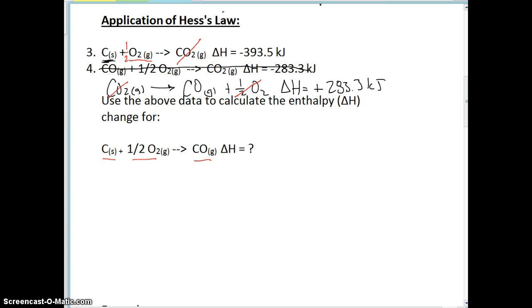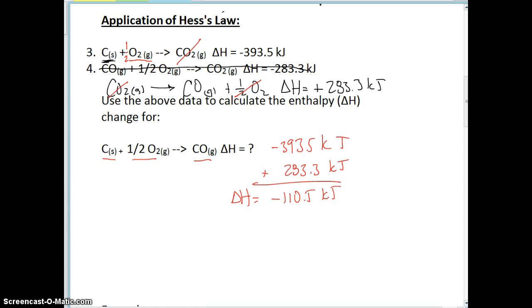And so what we're going to do now is take the sum of those two reactions. So it's going to be negative 393.5 kilojoules, and we're going to add that value to 283.3 kilojoules. And we're probably going to get a negative value because that 393 is larger. And I believe if my math is right, it comes out to negative 110.5 kilojoules. So that's going to be our delta H value for the sum of these two reactions.